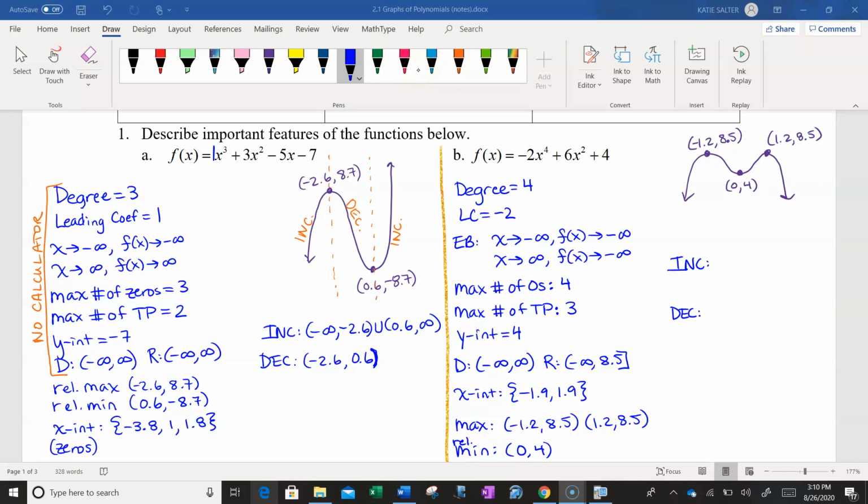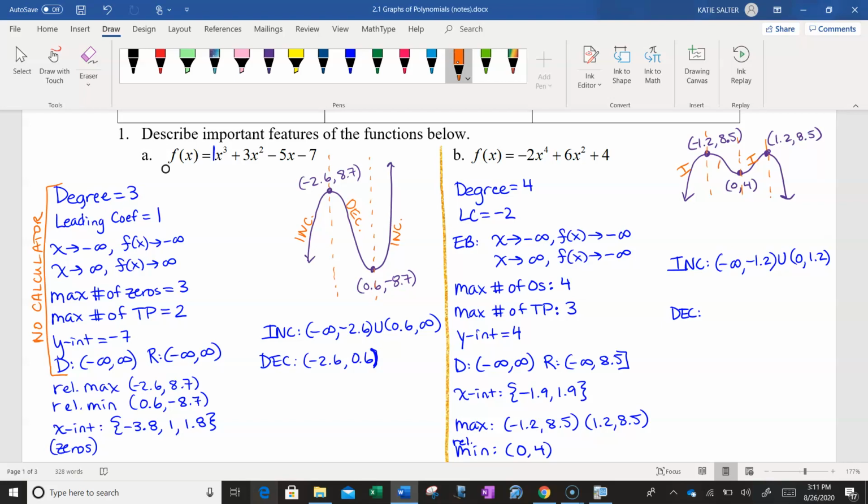So we have to talk about all those parts. In this case, we're going to say that the function is increasing from negative infinity to negative 1.2, in union with, it increases again from 0 to 1.2. So again, if you mark this off, here are the different intervals. I'm looking for the intervals where it was increasing here, and here. And you always write it for the domain values, not the range values.